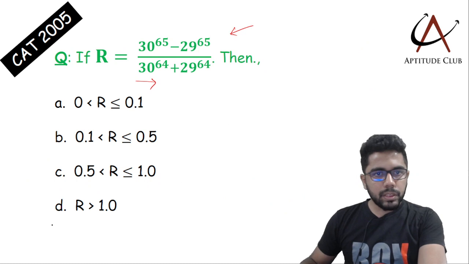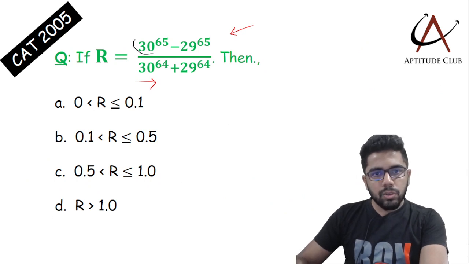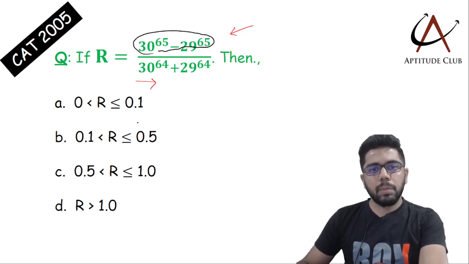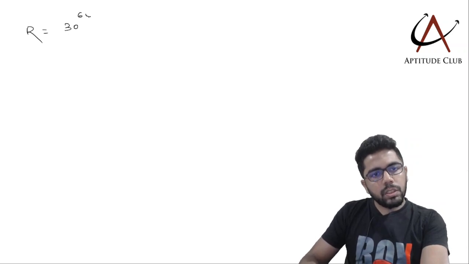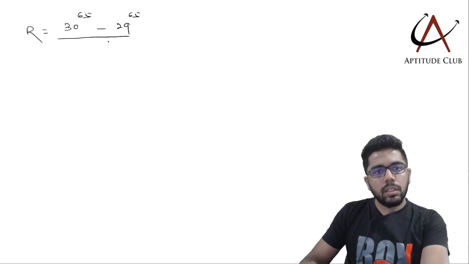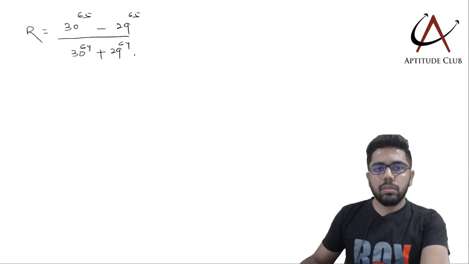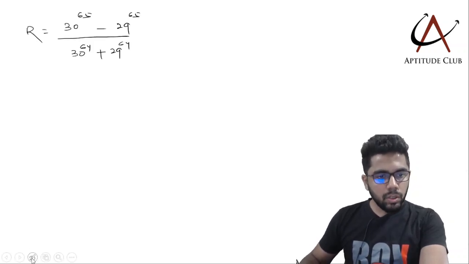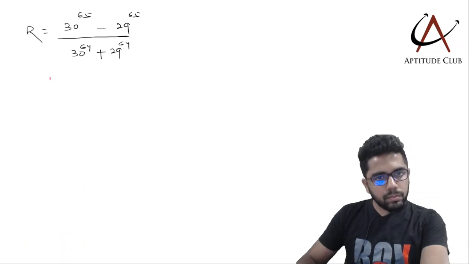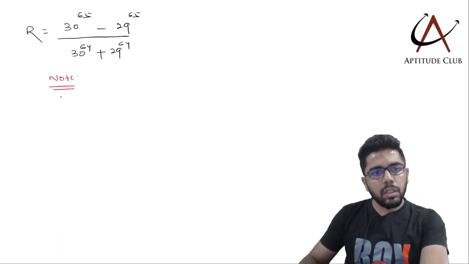So going back to the question, this was the question R. If I want to expand the numerator of R, so I have R as 30 to the power 65 minus 29 to the power 65, and the denominator is 30 to the power 64 plus 29 to the power 64. Let me first expand the numerator, because this is of the form a to the power n minus b to the power n.